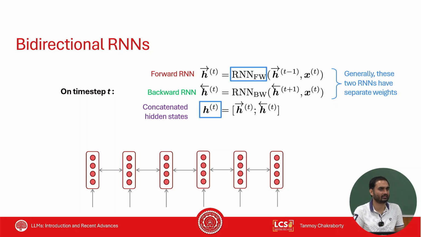I already mentioned bidirectional RNN. In bidirectional RNN, you see this bidirectional arrow. There is one forward RNN which will generate a hidden state at T. There is a backward RNN which will generate a hidden state at T. And then the final hidden state at T is a concatenation of the backward RNN hidden state and the forward RNN hidden state. This kind of method you use when you want access to the entire sequence.